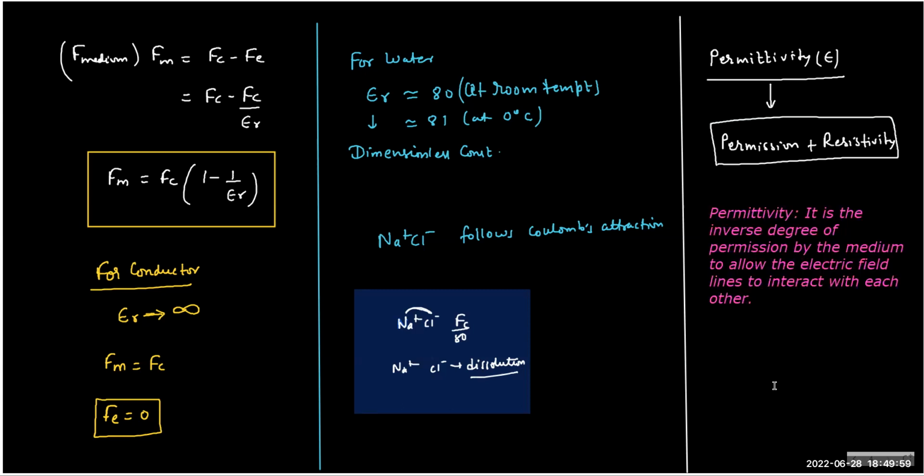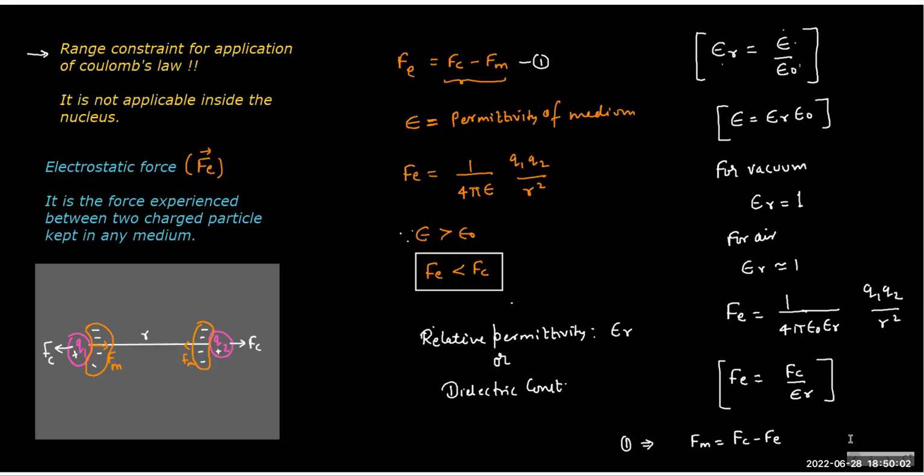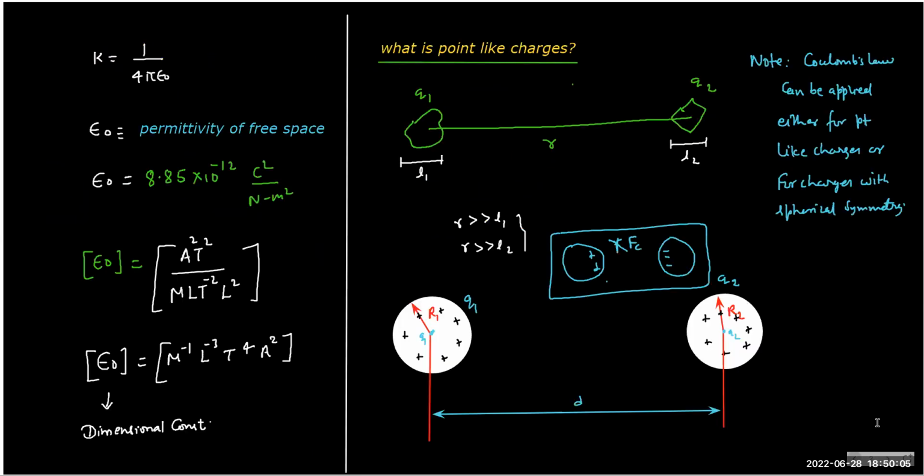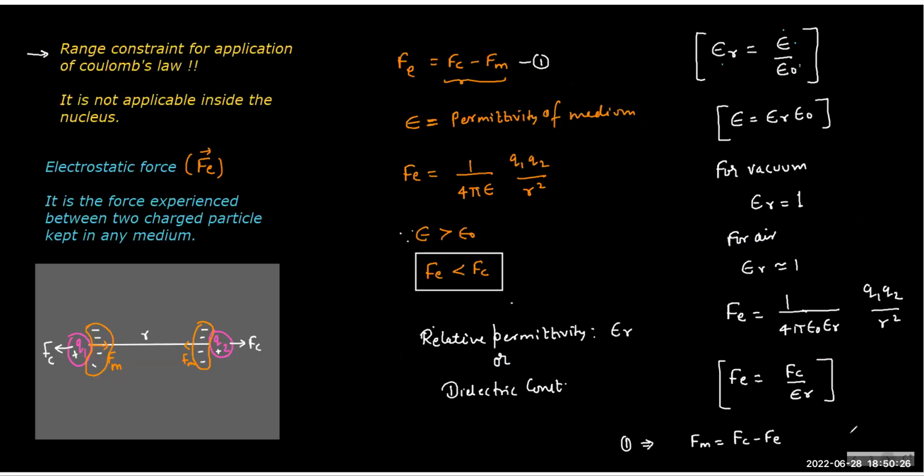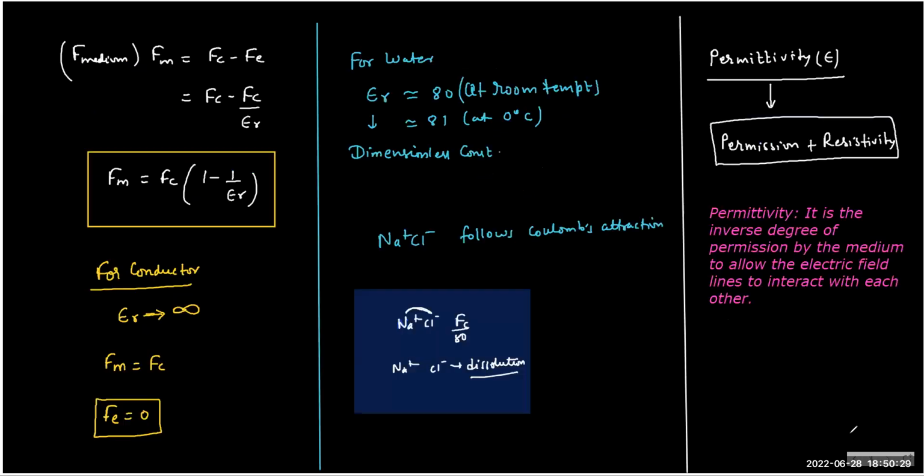I mean, you can see the presence of epsilon naught is in the denominator of the formula, right? So as this increases, this will decrease. So we can say for sure that the more the permittivity, the lesser the interaction or the lesser the force, isn't it? So an increase of permittivity will decrease the force. So can we say it's an inverse degree of permission by the medium to allow the electric field lines to interact with each other? And there is no medium which gives zero resistivity.